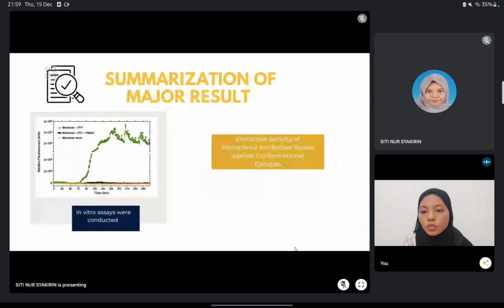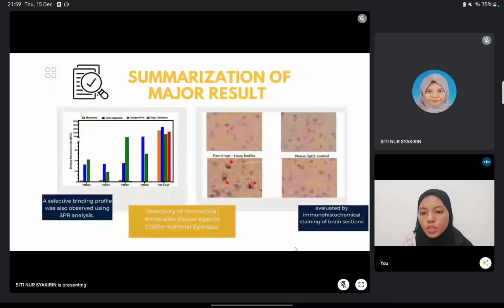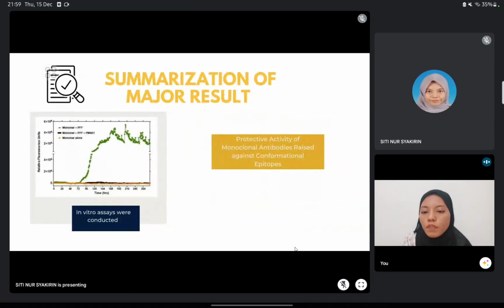The second part is also the selectivity of monoclonal antibodies raised against the conformational epitope, which was evaluated by immunohistochemical staining of brain sections from a patient with dementia with Lewy bodies. As expected, Lewy bodies were recognized and stained by a control pan alpha-syn antibody. For the third part, we look at the protective activity of monoclonal antibodies raised against the conformational epitope.